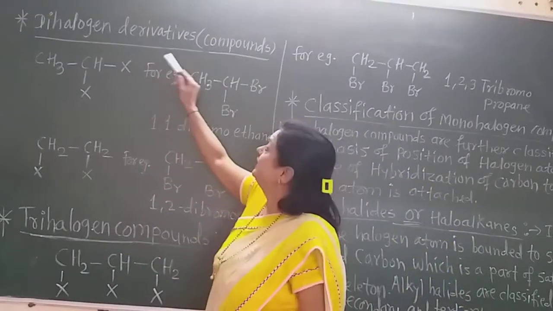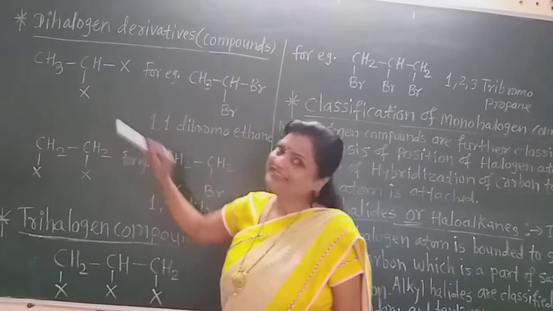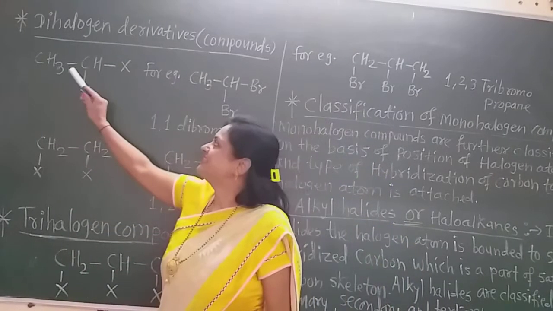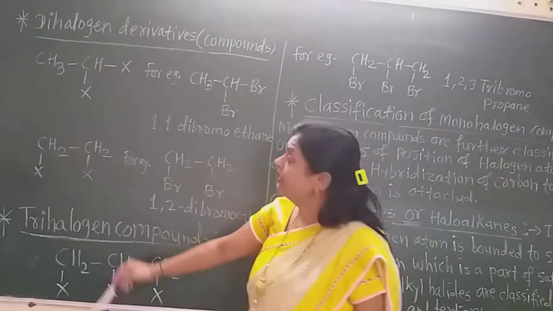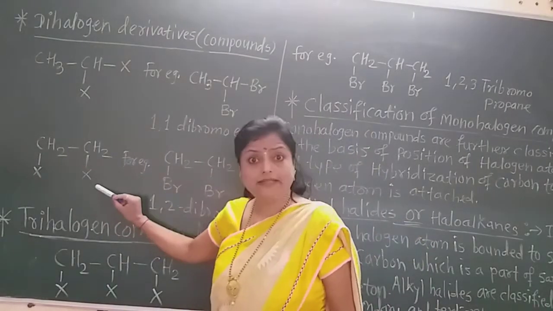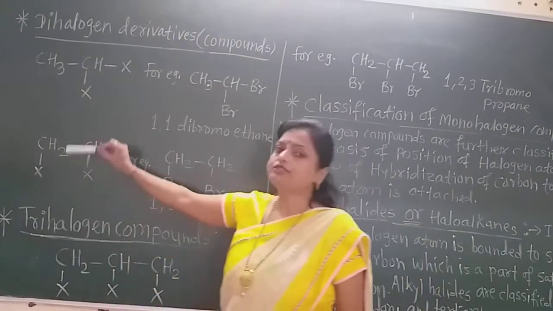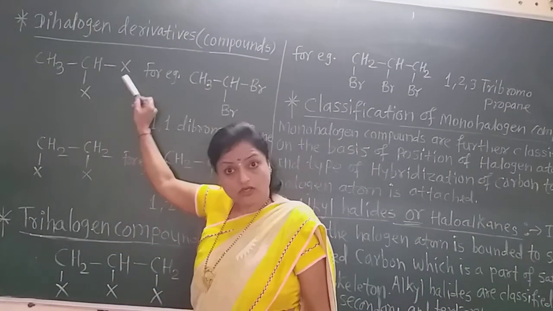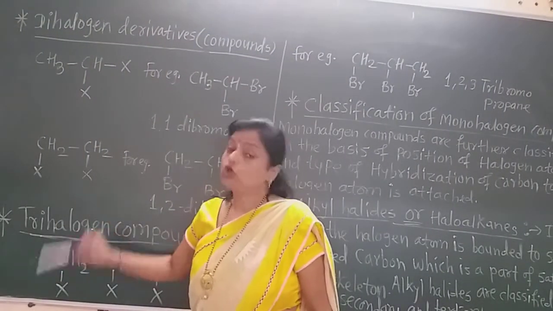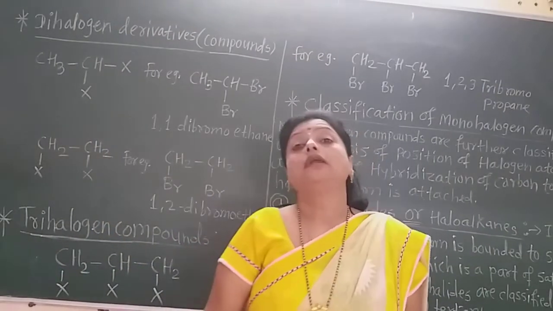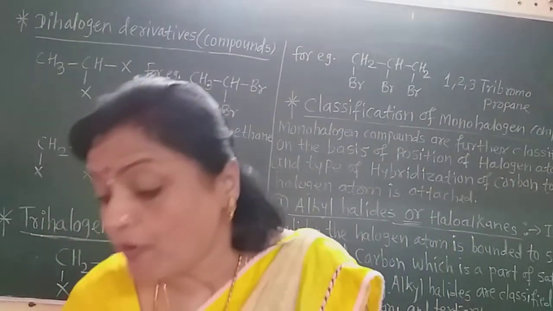Dihalogen derivatives are generally denoted in this way: CH3, CHX2, or, in the second type, the halogens may be on different carbon atoms. Remember that. The two halogen atoms may be on the same carbon or they may be on different carbons. So there are two types of dihalogen derivatives, and in 11th standard I told you about that.